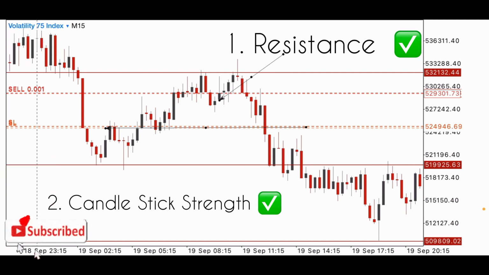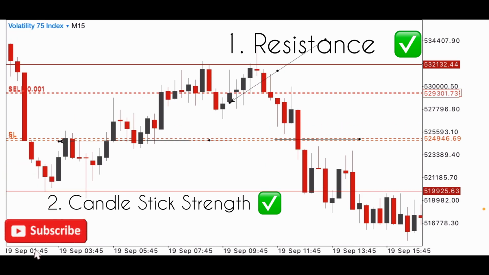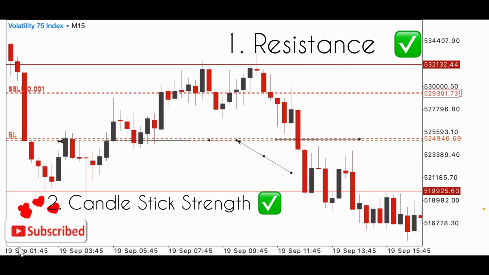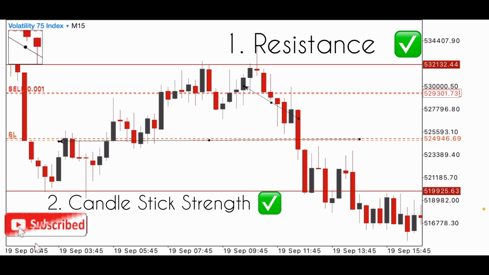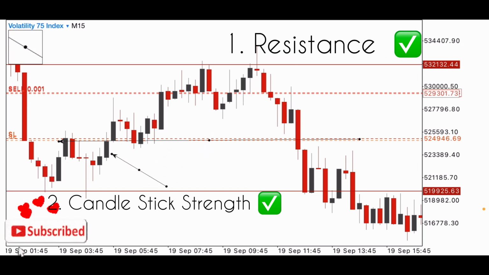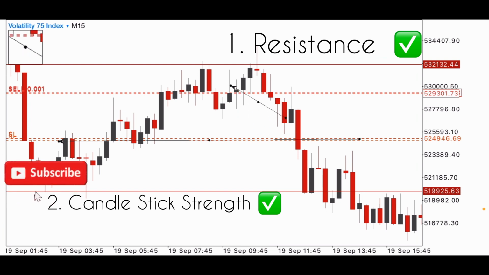Now, take a look at this, traders. While the bulls were pushing back to the upside, you would notice that their candles were getting weak. It wasn't as strong as it was before. You can see their candles are getting weak. This tells you that the bears are rejecting. Whenever you see candles forming long wicks like this, it means rejection.